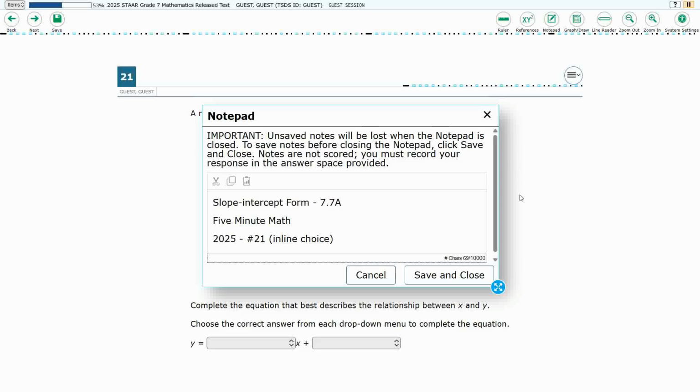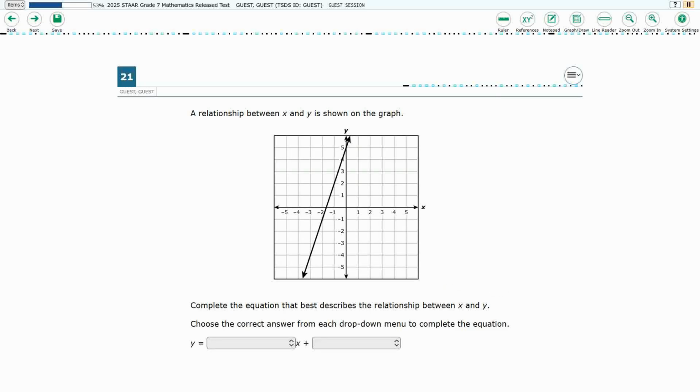Today we are looking at the 7th grade concept of slope-intercept form. This is standard 7.7a in the great state of Texas, and we are using item number 21 of the 2025 released STAAR test. This is a new item type called inline choice, and if you haven't done so already, please go ahead and take a moment to pause the video, work this problem out on your own, unpause it, and we will look at our answers together.